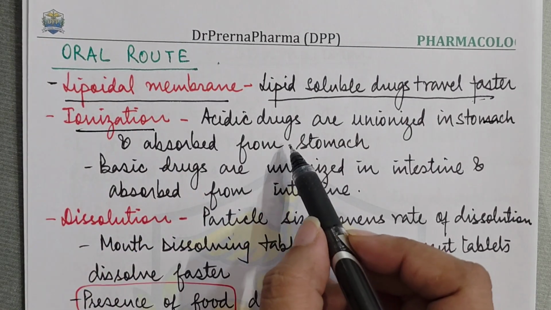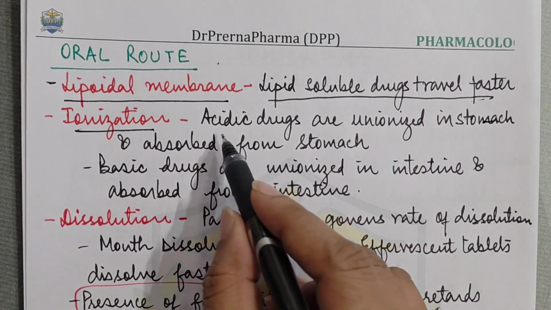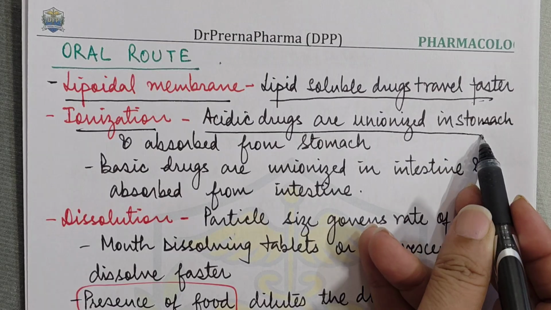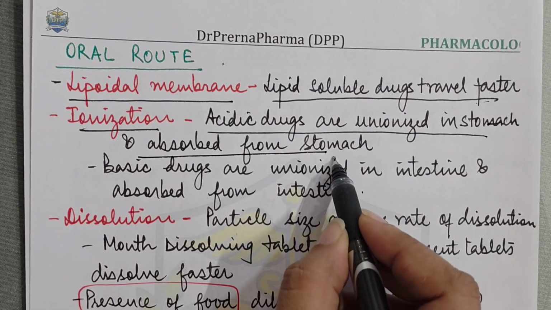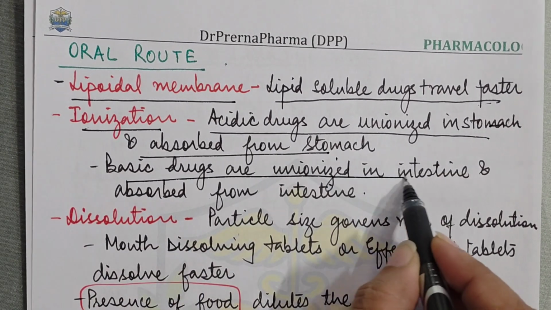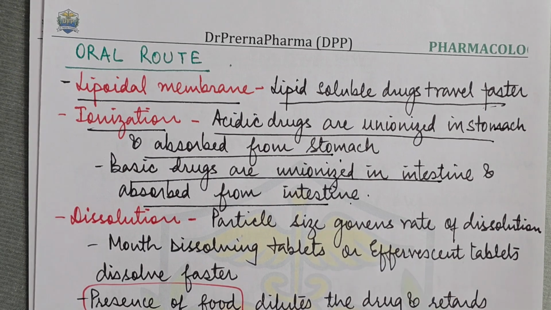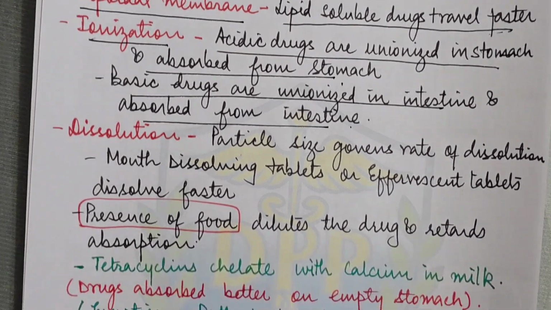The second factor, as we discussed in the earlier video, is ionization. So acidic drugs are unionized in the stomach, and so they are absorbed from the stomach. While basic drugs are unionized in the intestine and they are absorbed from the intestine. This we have seen in the earlier video also.